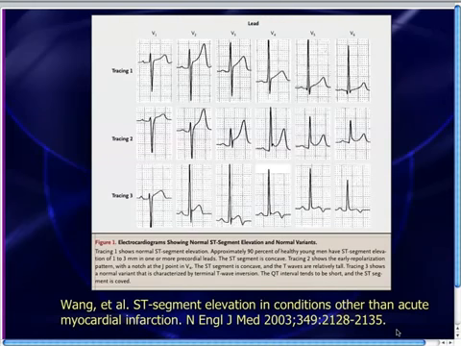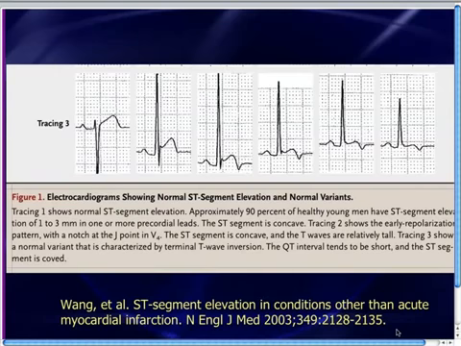This has actually been reported in the literature in several publications. I first learned about this in 2003. This is a New England Journal of Medicine article by Wang and colleagues, ST segment elevation in conditions other than acute myocardial infarction. And one of the particular patterns that they talked about, as shown here in tracing 3, if we blow that up, is exactly what we're talking about.